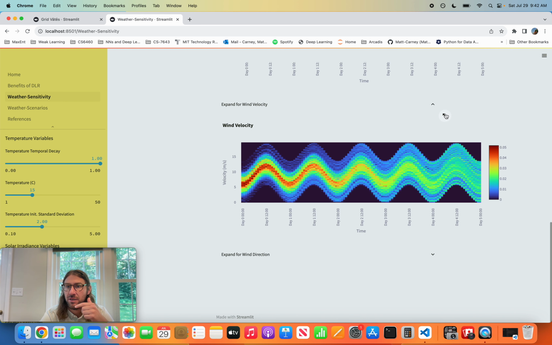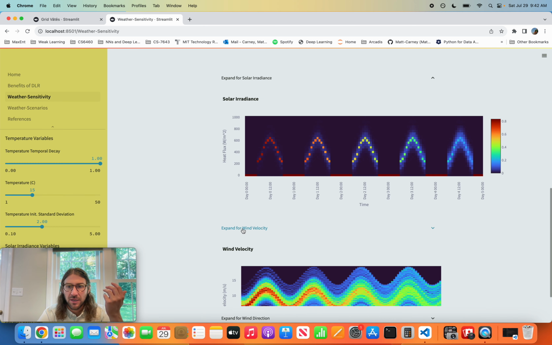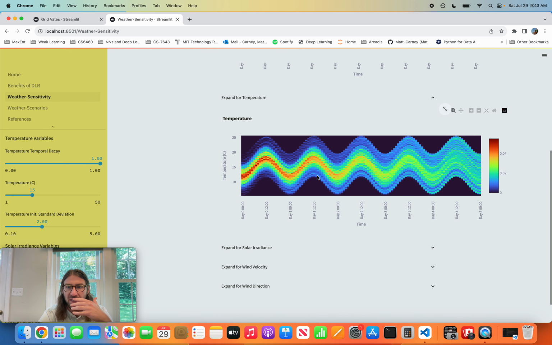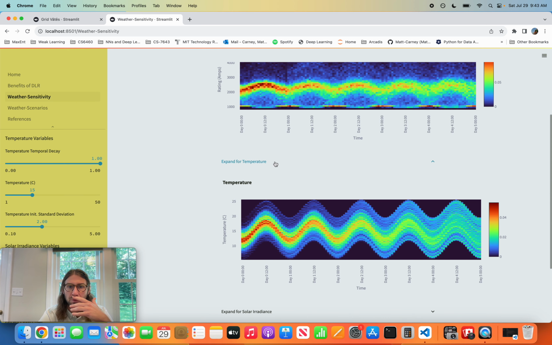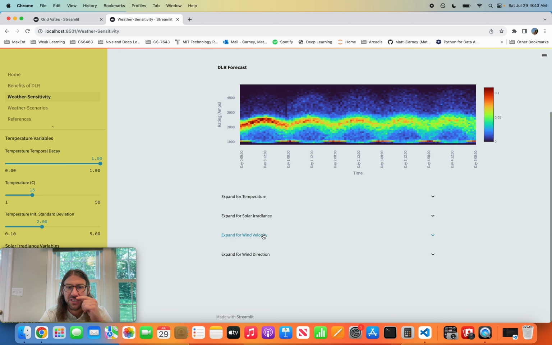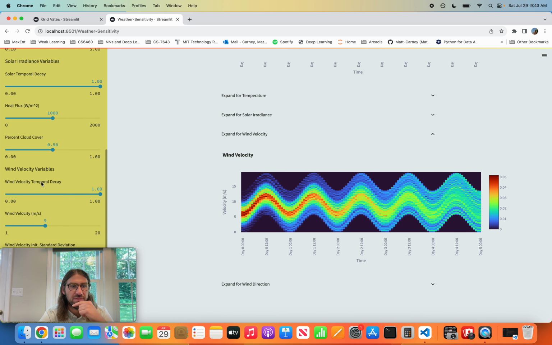Okay, and one other thing to note, you can expand these visuals if you want them a little bit larger, and you can expand and contract them. So let's just take one. This is the default configuration. This is the line rating for the 5 days. Let's take wind velocity and modify that real quick from the default values.